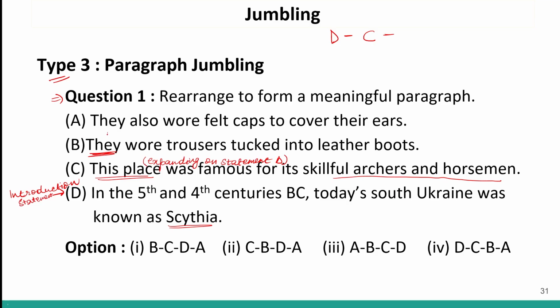So, B is expanding on the idea of statement C, correct? Because here we introduced the idea of skillful archers and horsemen. And then we expanded it by saying they wore trousers tucked into their leather boots. So this is expanding on C. So logically after C we'll get B.